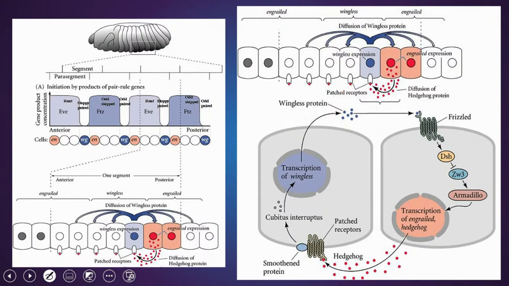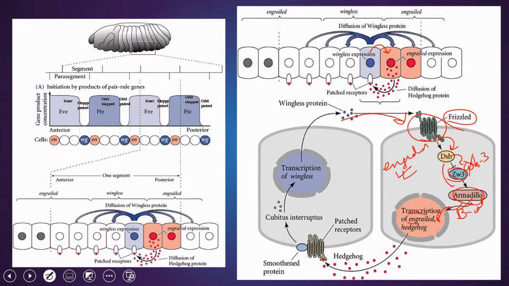Now you can see the wingless expressing cell releasing wingless protein, and that wingless is going to all the nearby cells. But the cell which is closest on this side is receiving the wingless. The receptor for WNT is frizzled, which activates disheveled. Disheveled inhibits GSK3, which in this case is named ZW3. If GSK3 is inhibited, then it activates beta-catenin. The beta-catenin analog in Drosophila is armadillo. It enters the nucleus of the engrailed expressing cell. Don't forget, this is the engrailed expressing cell.